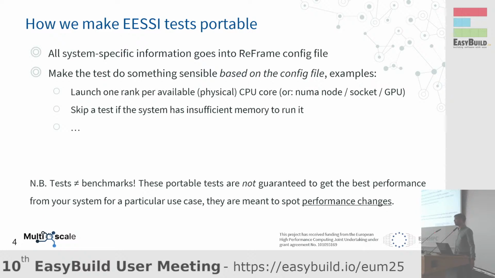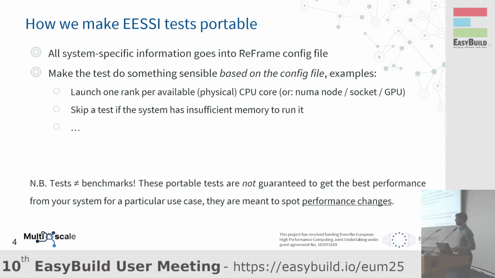What is something sensible? What does that mean? So for example, for a pure MPI code, we would declare in the test class, okay, just launch 1 task per core that you see in the Reframe file. So if the Reframe configuration file says this partition has 128 cores per node, fine, you launch 128. It also means we should skip tests if the test says, okay, I need a certain amount of memory, and if it sees that the config file states the system doesn't have enough memory, just skip it.